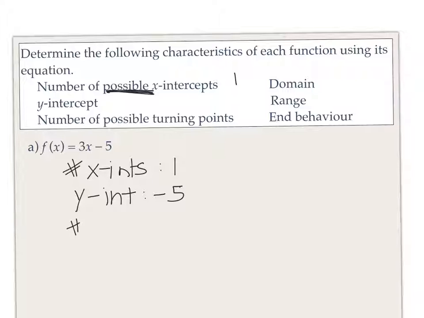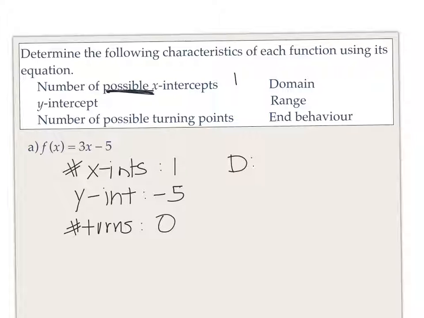The number of possible turning points, again, is always one fewer than the degree. So 1 less than the degree. The degree here is 1, so the number of possible turning points is 0. And that makes sense anyway because it's a line, right? A line can't have a turning point. So that makes sense.